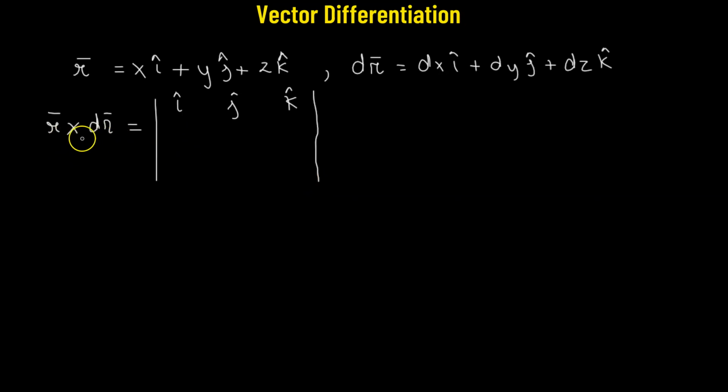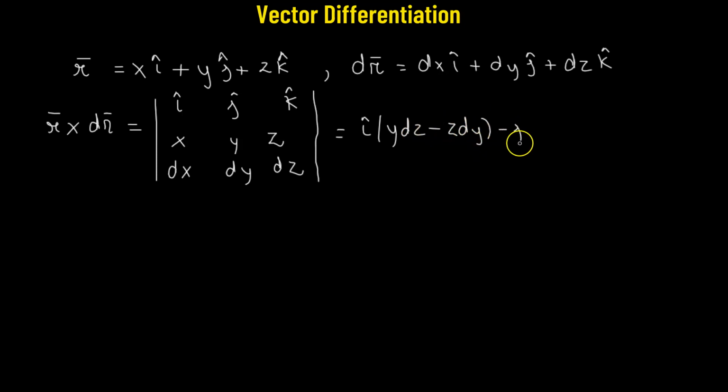In the second row, we have the components of the vector r, so that will be x, y, and z. And in the third row, we have the components of dr vector, so that's dx, dy, dz. So if we expand it along the first row, we will have i cap (y dz minus z dy), minus j cap times (x dz minus z dx), plus k cap times (x dy minus y dx).